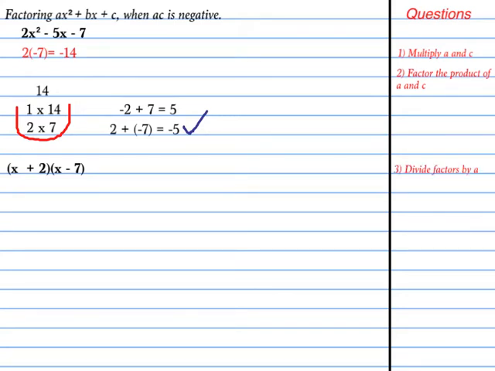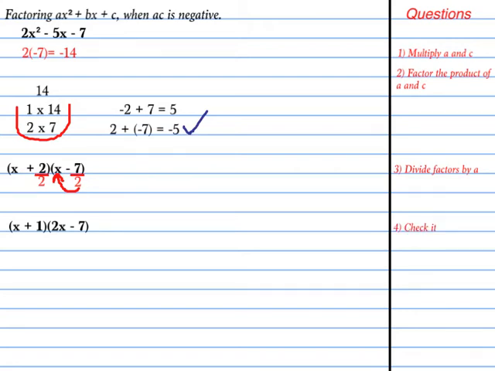Once again, because I multiplied my C term by A, I need to divide my factors by A. Now 2 divided by 2 does simplify evenly, and that'll give me an x plus 1. And then when I do a negative 7 divided by 2, that does not simplify to a whole number, so that 2 is going to move up to be a coefficient of my x. So I end up with x plus 1 times 2x minus 7.